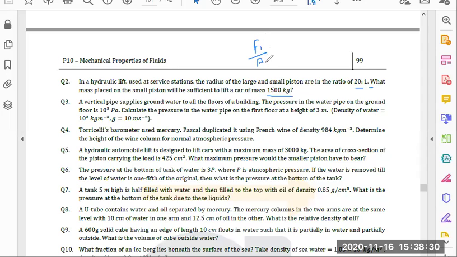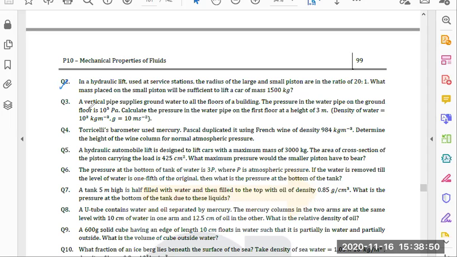F1 by A1 is equal to F2 by A2. So F1 by F2 is equal to A1 by A2. Now the ratio of radius is given, so we can find the ratio of area, then we can find the force. So this is also easy.